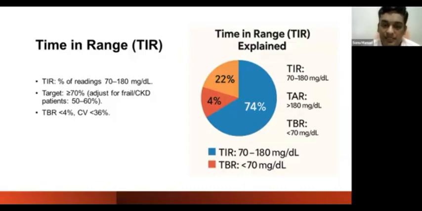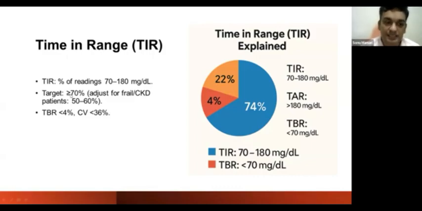Now, if we come to the time in range, I have already said that the target blood sugar is somewhere between 70 to 180 milligram per deciliter. For a normal patient, we aim for blood sugars to be in the target for more than 70% of the time. But in frail CKD individuals, if we try to achieve that stiff target, the chances are that the patient can go for hypos. So there is a recommendation to keep the time in target between 50 to 60% in frail and CKD patients. Time below range should be kept less than 4%, and coefficient of variation should be less than 36%.